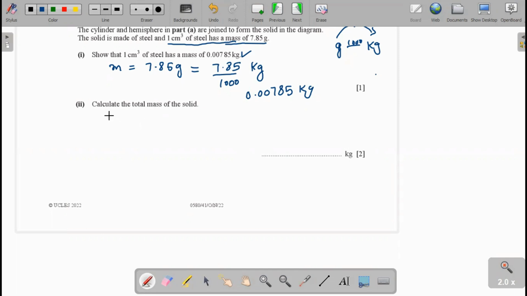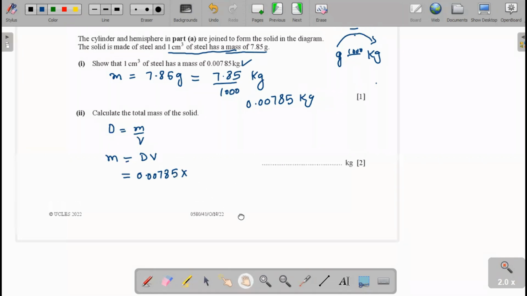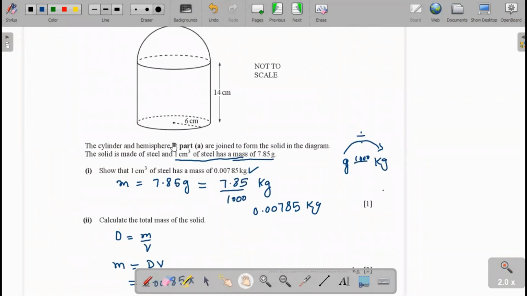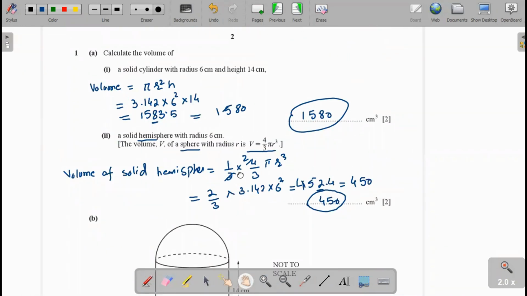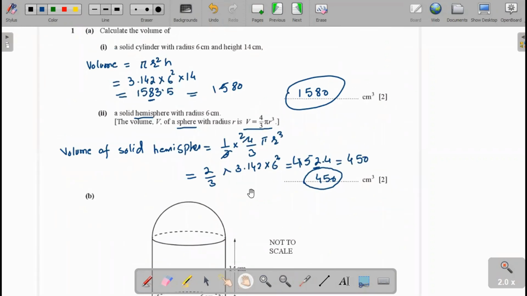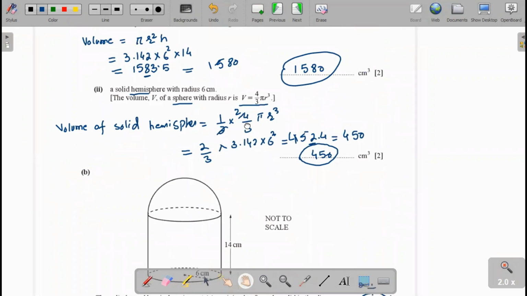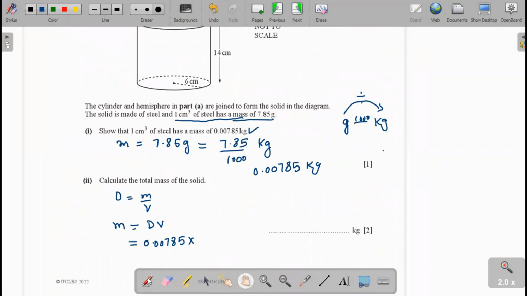Part second, calculate the total mass of the solid. You see here the density formula is density equal to mass over volume. Then the mass will be equal to density into volume. And the density here is 0.00785. And the volume, you see here the solid is made by joining the two solids. One is the hemisphere, and the volume of this hemisphere is 450, and the volume of the cylinder is 1580. When you add these two volumes, 1580 plus 450, this is the volume of solid.